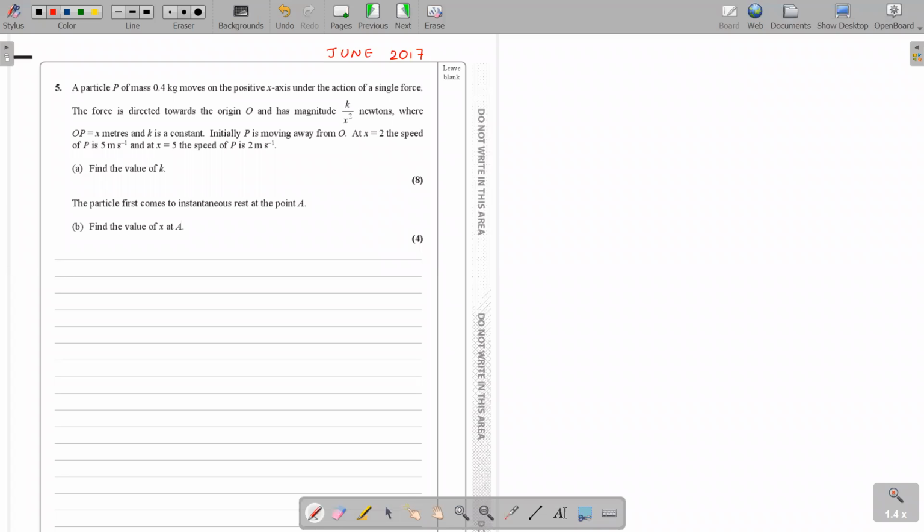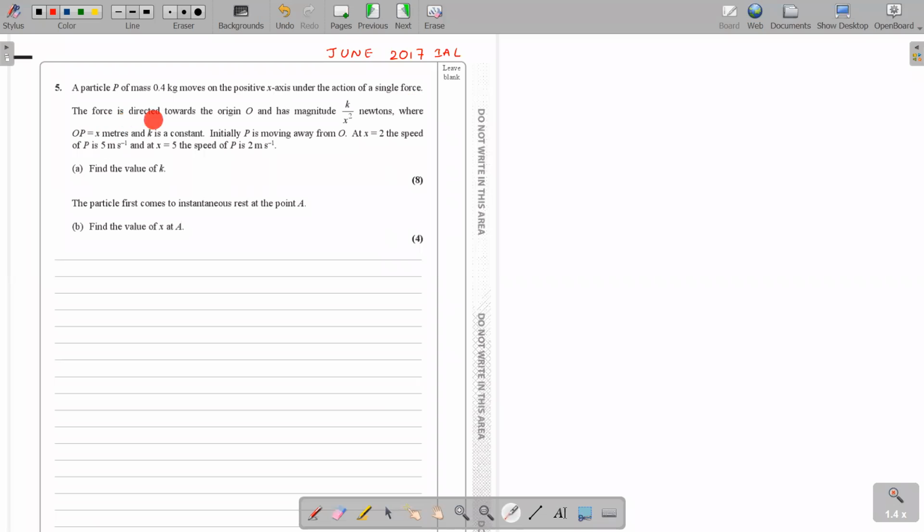Okay, so this is the M3 paper from June 2017 IAL. So we'll discuss question number 5 over here related to chapter 1. A particle P of mass 0.4 kilogram moves on the positive x-axis under the action of a single force. In this question, there is a force component that they are talking about.